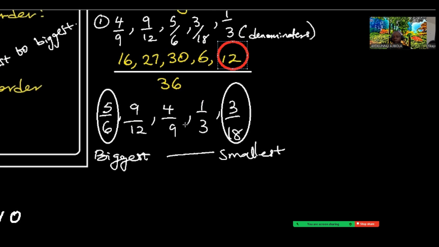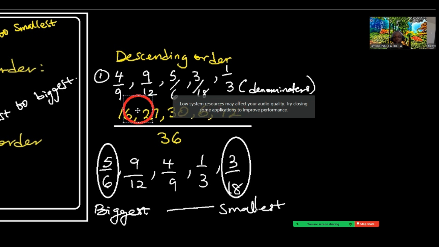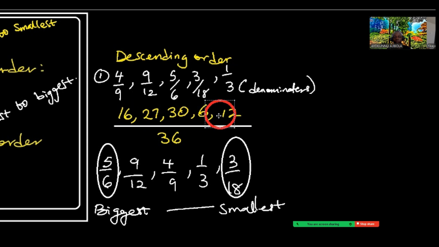Now, which of the numbers here is the biggest? Look at the screen. Pronounce all these numbers for me. 16, 27, 36, and 12. So which one is the biggest? 30. So which fraction did it represent? 5 over 6. So now, do you know why 5 over 6 is the biggest?